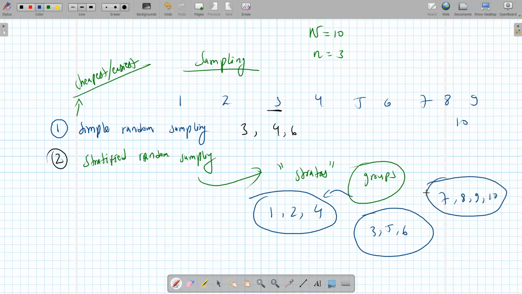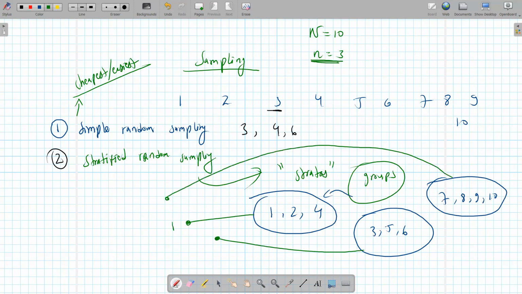Notice how 3 of these are in 3 different strata, 3 different groups. And then what you do is you pick, because we're looking for 3 numbers, yeah? You pick 1 from here, you pick another number from here, and you pick another number from here. Now this one is almost always going to be better than a simple random sampling. It's because you're giving each group a representation.